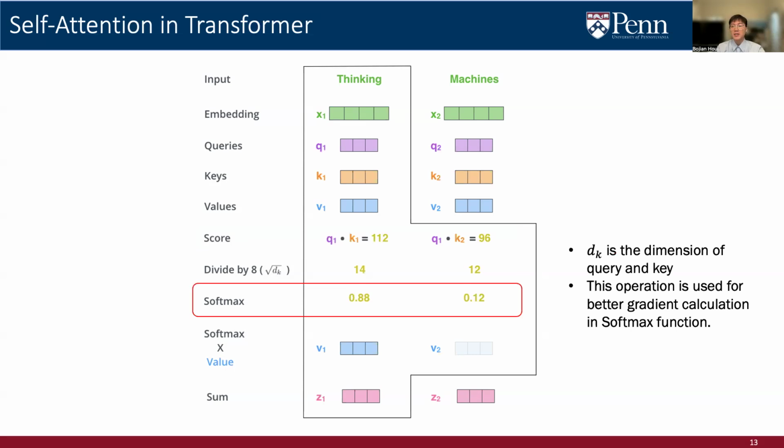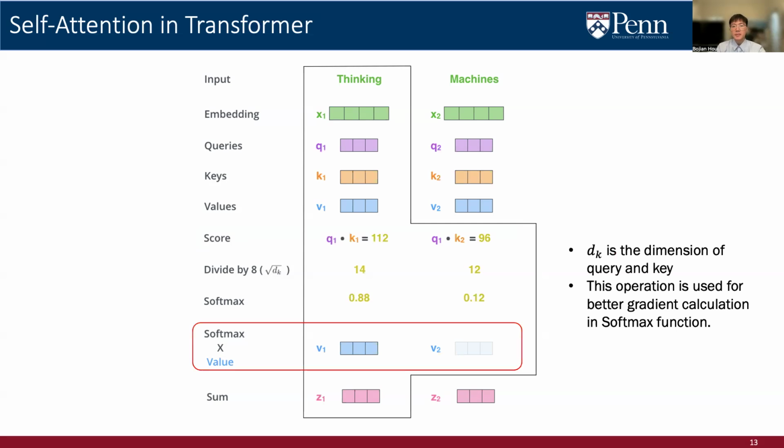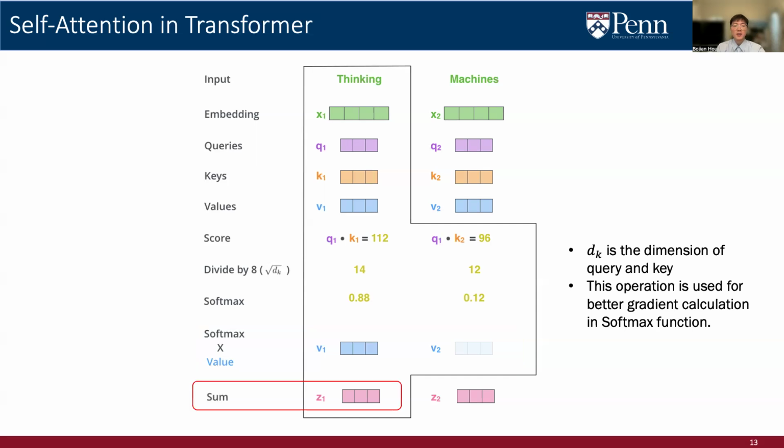Then we use softmax to normalize the similarity scores to get the weights. The final Z1 is the weighted summation over V1 and V2. The light color of V2 indicates its weight is small. Then we get the final Z1.